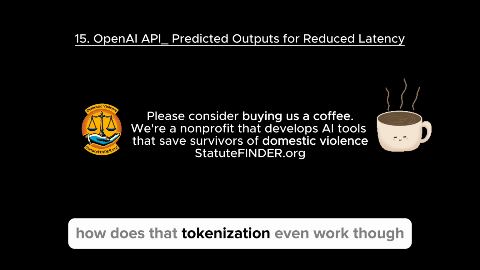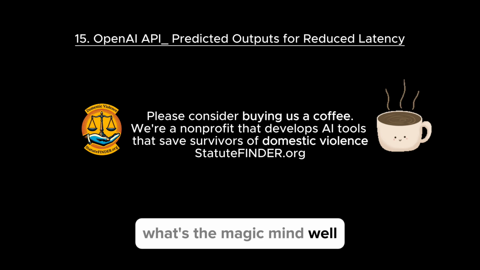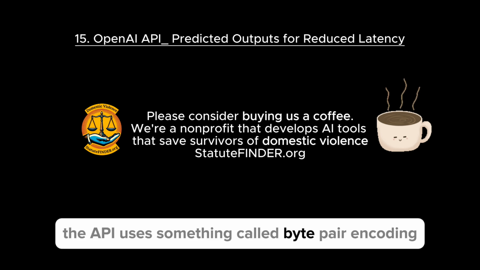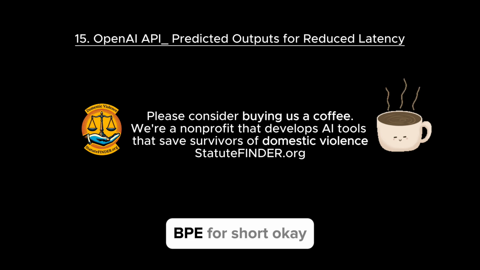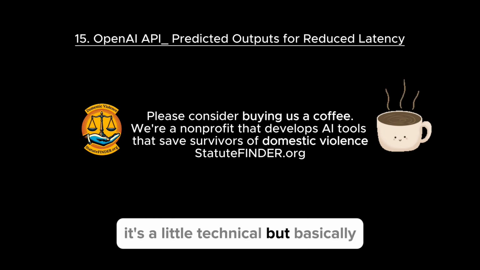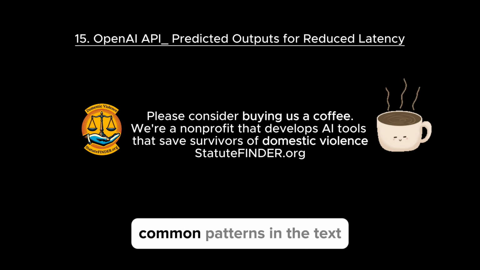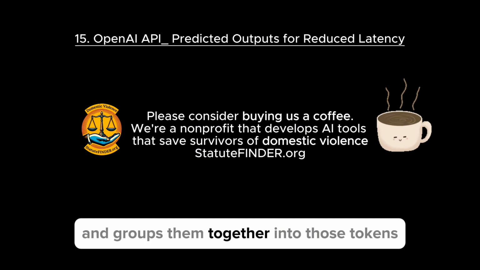How does that tokenization even work, though? What's the magic behind it? Well, the API uses something called byte pair encoding, BPE for short. It's a little technical, but basically it's an algorithm that looks for common patterns in the text and groups them together into those tokens.